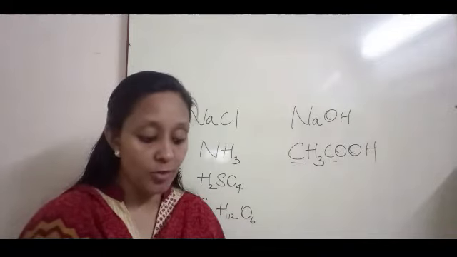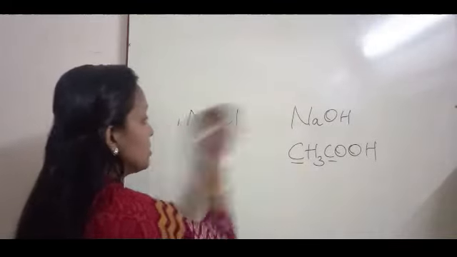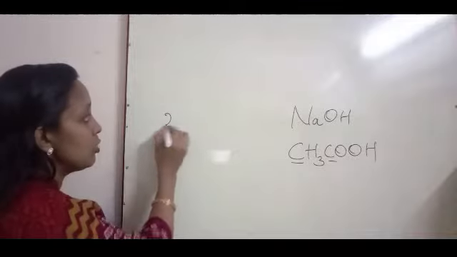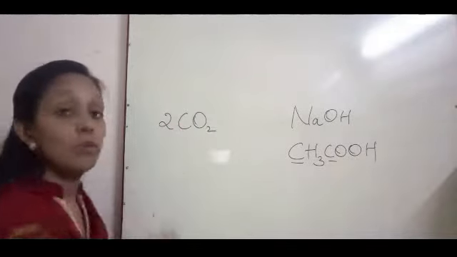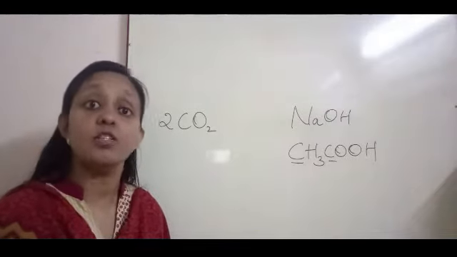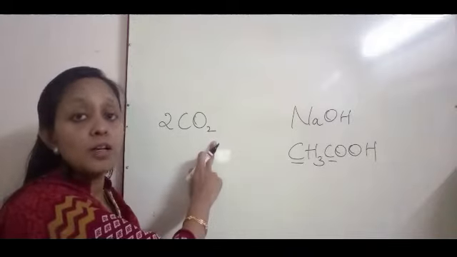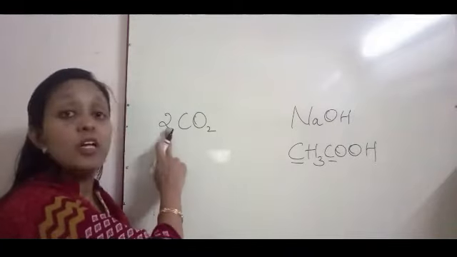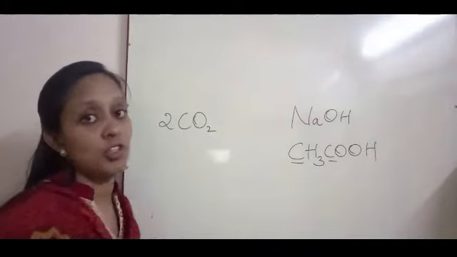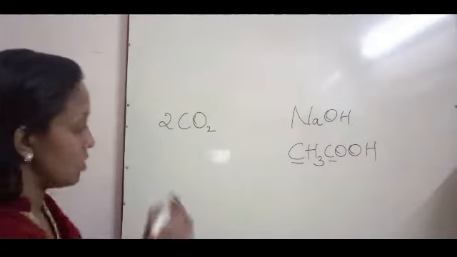Moving on to the third question. What does each of the following represent? The first one is 2CO2. 2CO2 can be read as 2 molecules of carbon dioxide, consisting of 2 atoms of carbon and 4 atoms of oxygen. Don't forget to write the second part of the answer. Moving on to the next question.